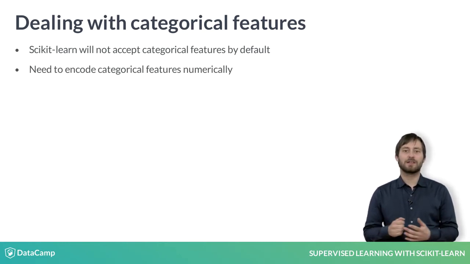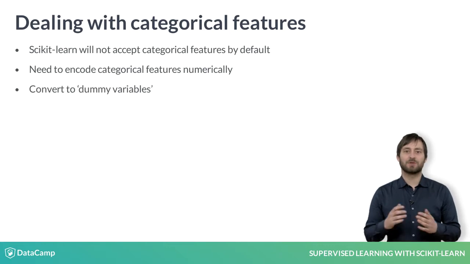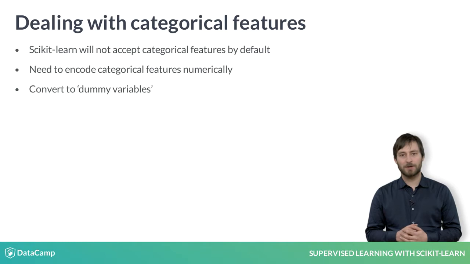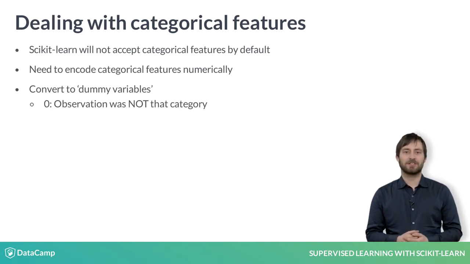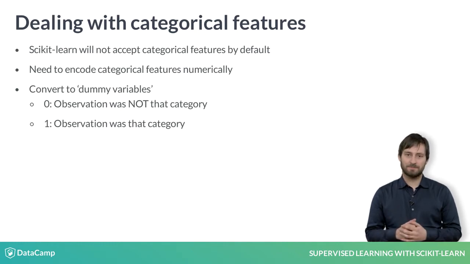Our goal is to convert these features so that they are numerical. The way we achieve this is by splitting the feature into a number of binary features called dummy variables, one for each category. 0 means the observation was not that category, while 1 means it was.